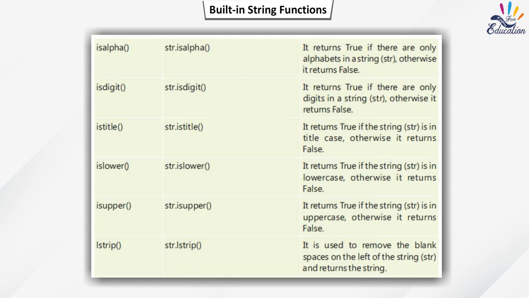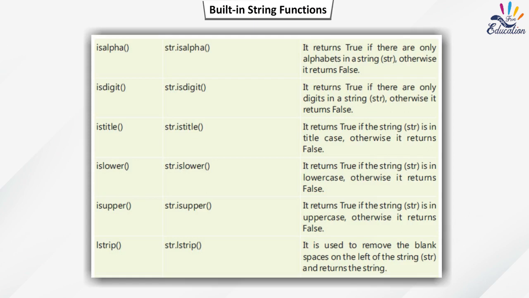Istitle. str.istitle. It returns true if the string str is in title case, otherwise it returns false. Islower. str.islower. It returns true if the string str is in lower case, otherwise it returns false. Isupper. str.isupper. It returns true if the string str is in uppercase, otherwise it returns false.